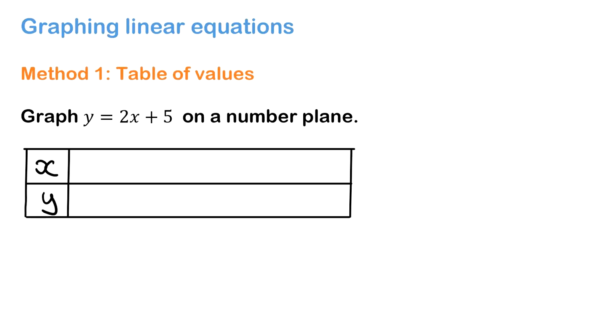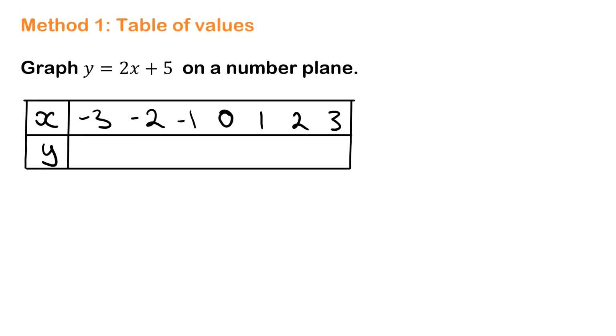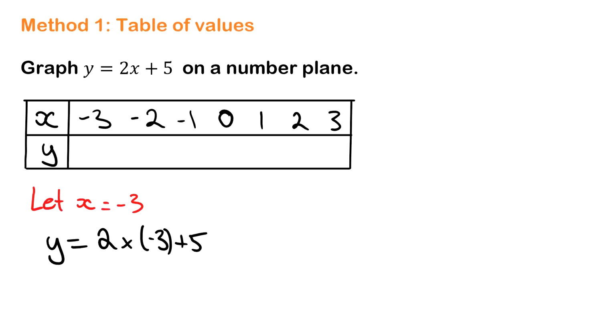So how we use the table of values is we set the x values. In this case, I'm going to say -3, -2, -1, 0, 1, 2, and 3. Because we've set our x values, we can use these to find our y values, which gives us a point on the graph. If I let x equal -3, I substitute that into the equation. So y equals 2 times -3 plus 5, and that equals -1.